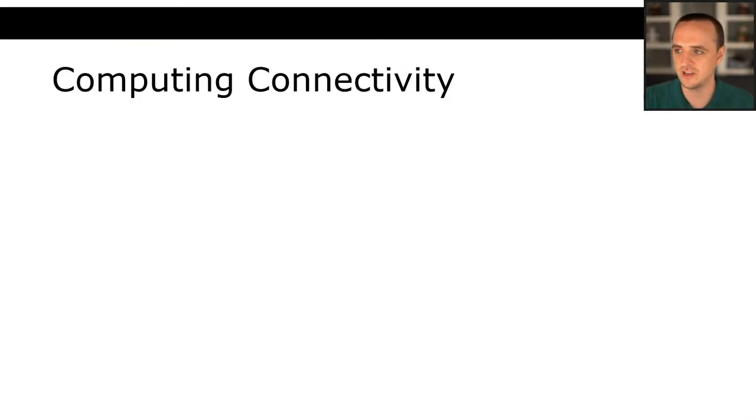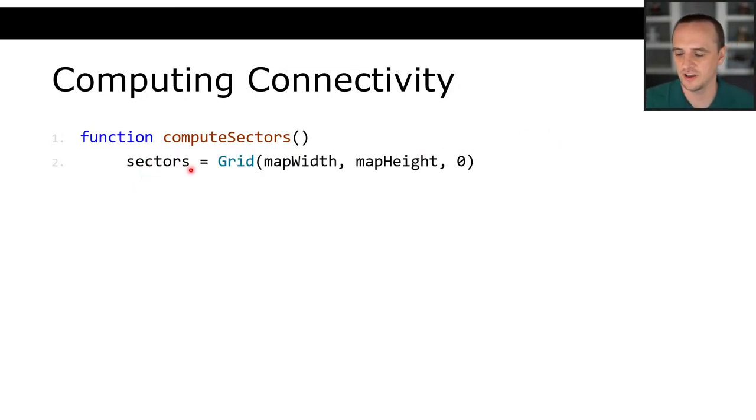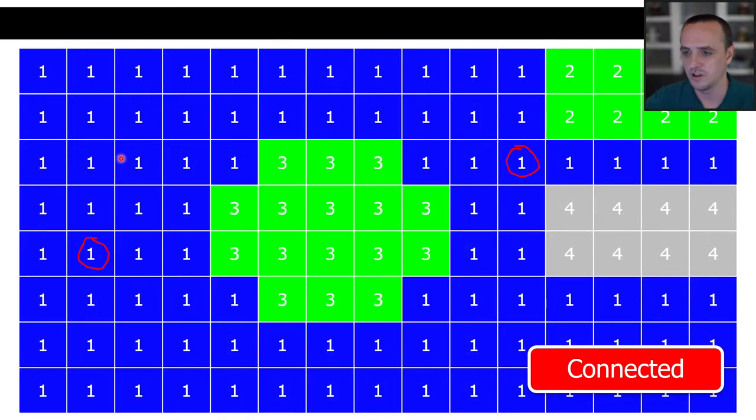So here is the algorithm that I just described, but this is in code now instead of visual. So here we go. I'm calling this compute sectors. It's also called compute sectors in your assignment. I'm going to say that sectors equals grid map width map height 0. Now, what I've done here is I've set up a two-dimensional array. You're going to have to do this on your own in the assignment. You're going to have to set up a two-dimensional array and set all of those values equal to 0. And so this sectors, that is the grid that stores all those numbers.